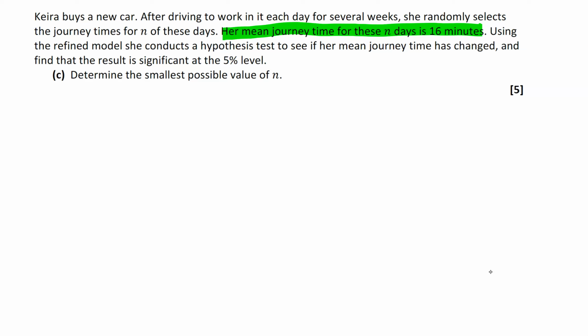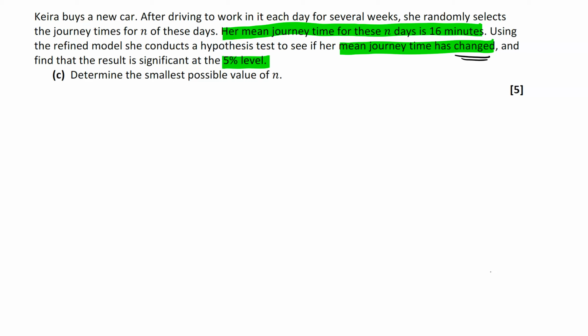Using the refined model, she conducts a hypothesis test to see if the mean journey time has changed. And remember, that word changed is really important in a hypothesis test. We're not just looking at it being more than it was before or less than it was before. We're looking at the change in either direction, meaning that this will be a two-tailed test. And she finds that the result is significant at the 5% level.